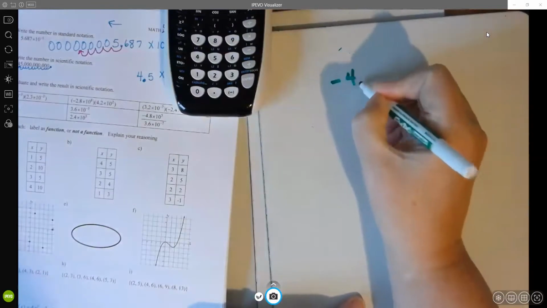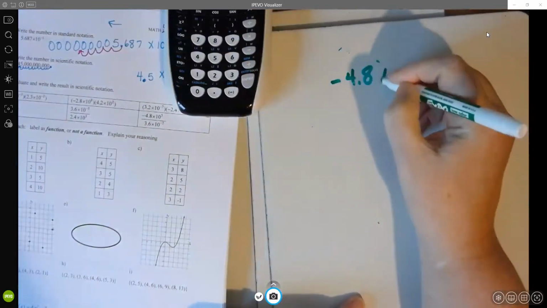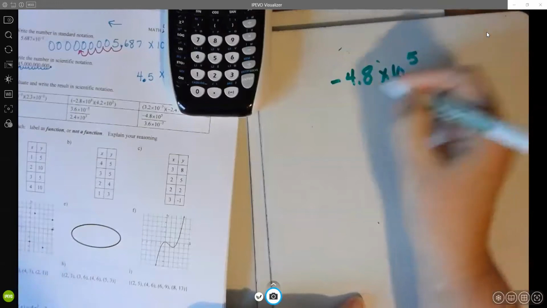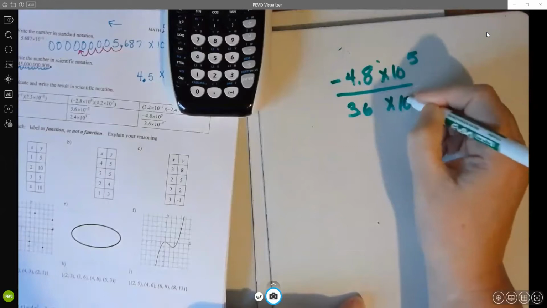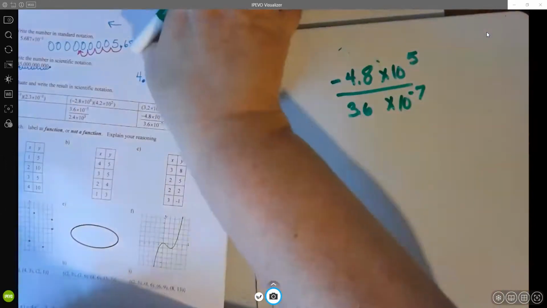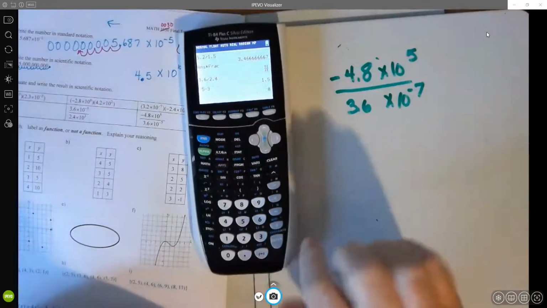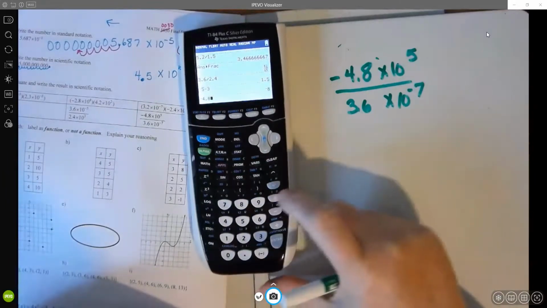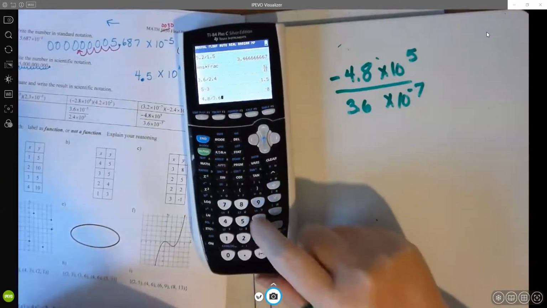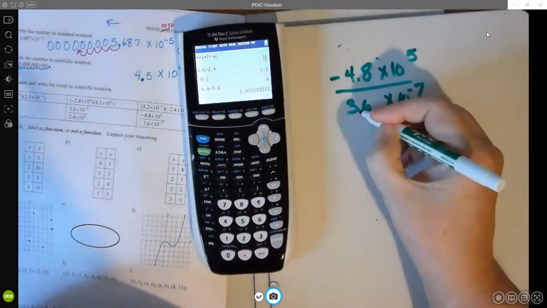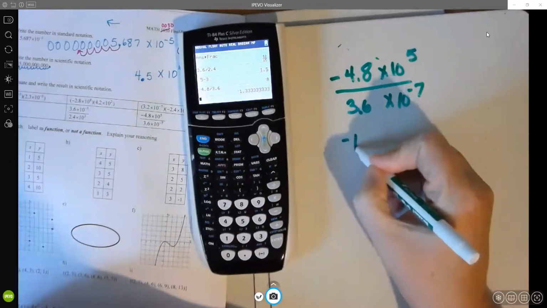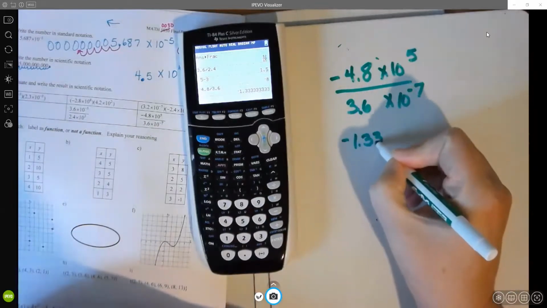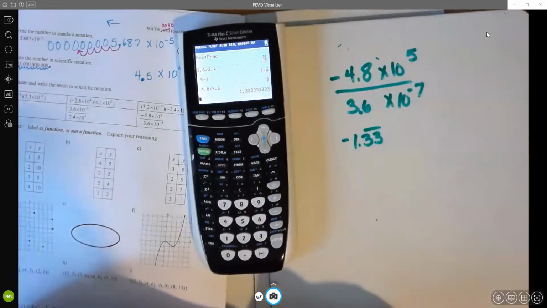Okay, next on the list we have negative 4.8 times 10 to the 5th over 3.6 times 10 to the negative 7th. And so I'm going to take this one and type in negative 4.8 divided by 3.6. And that gives me negative 1 point repeating 3s, and I'm just going to draw a line over that.